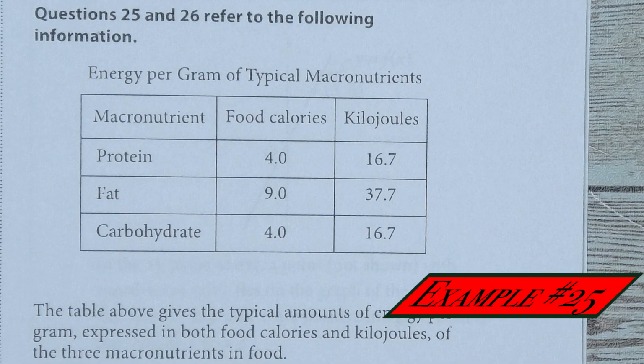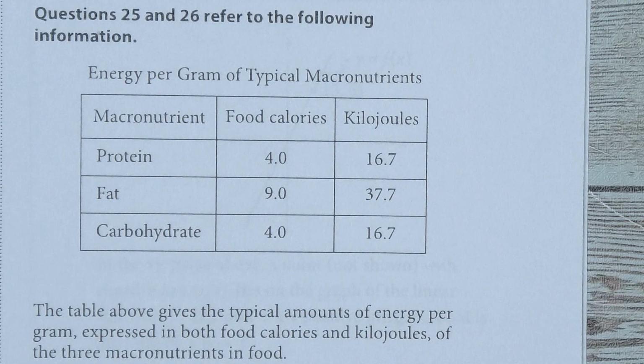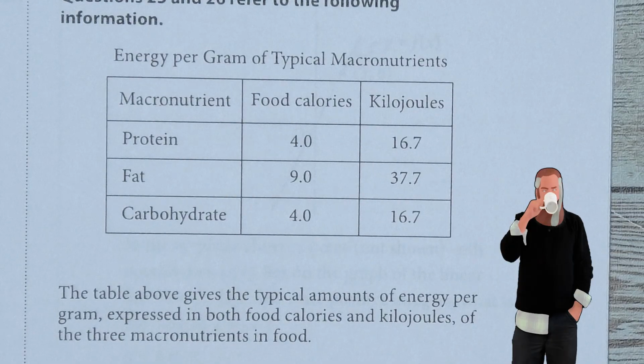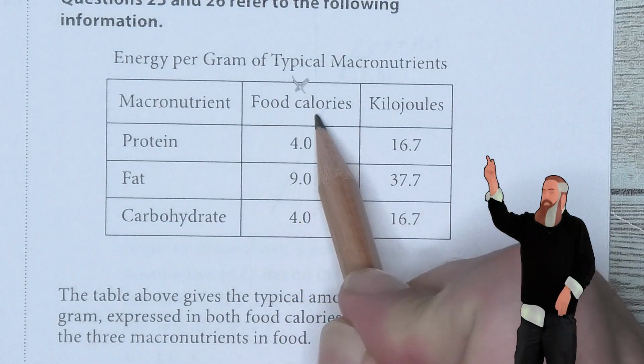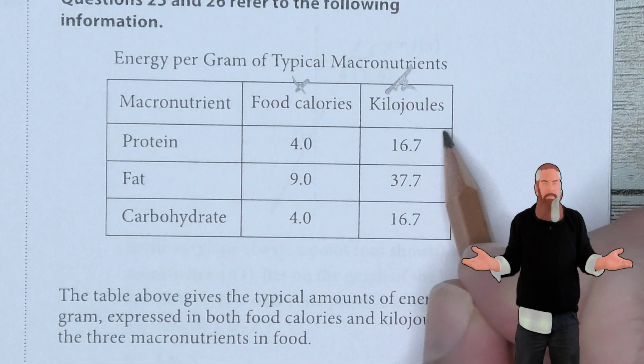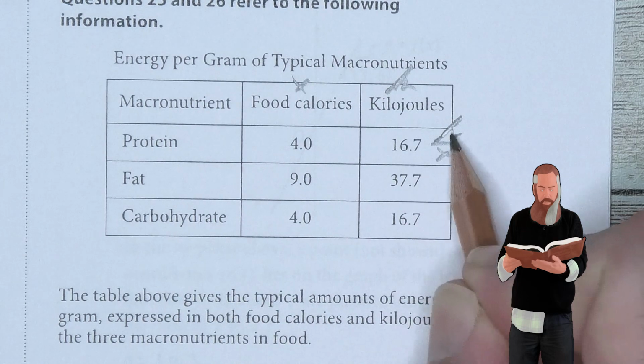Questions 25 and 26 refer to the following information. The table above gives the typical amount of energy per gram expressed in both food calories and kilojoules of 3 macronutrients in food. If X food calories is equivalent to K kilojoules, which best represents the relationship between X and K? Well, if we understand that food calories is X and kilojoules is K, what we're really looking for is K divided by X.